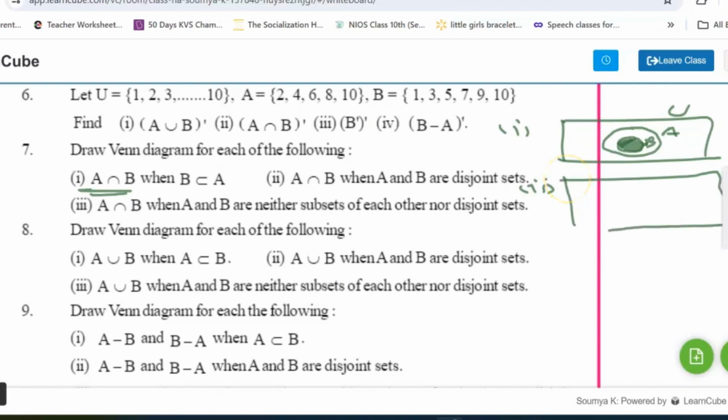Then comes A intersection B, when A and B are disjoint sets. This is one universal set. A and B are disjoint. So A is this set and B is this set, where they don't have a common element.